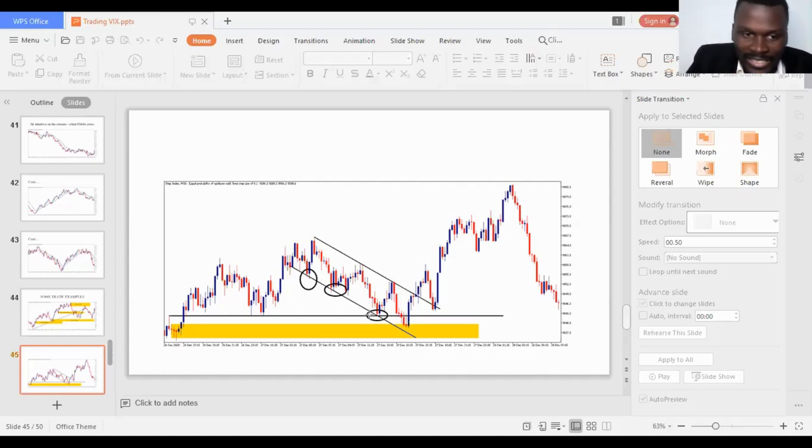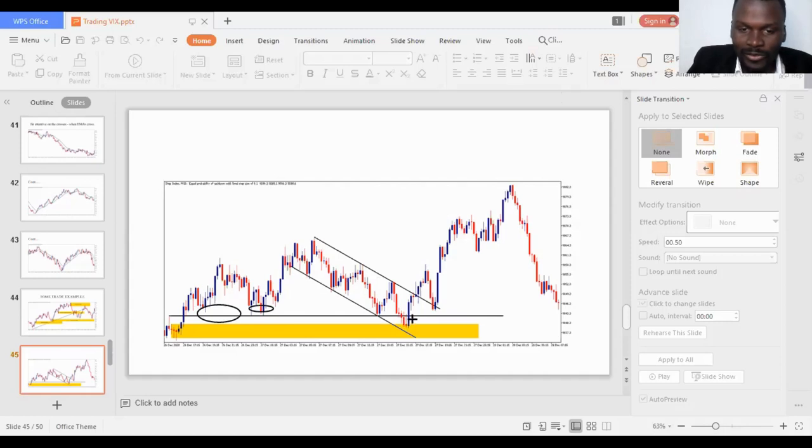But if you added your confluence that, okay, since there's a zone here, meaning if I buy in between this area, these are equal lows, which means that there's liquidity down there. So meaning there's a possibility that the big guys are gonna run to grab liquidity below these points here. As you can see, what happened next, price dropped.